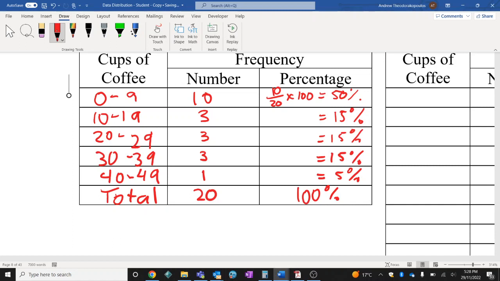And you do need to show your full working out. Okay, so these ones should have 3 out of 20 times 100. 3 out of 20 times 100. 3 out of 20 times 100. And 1 out of 20 times 100.